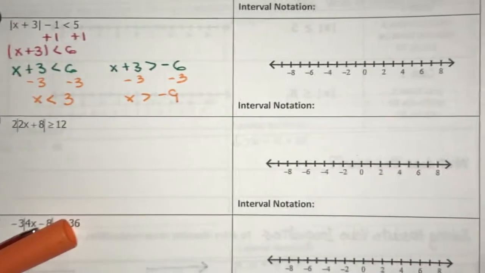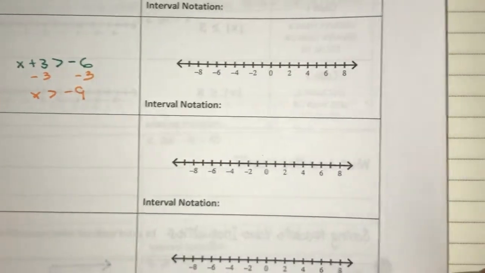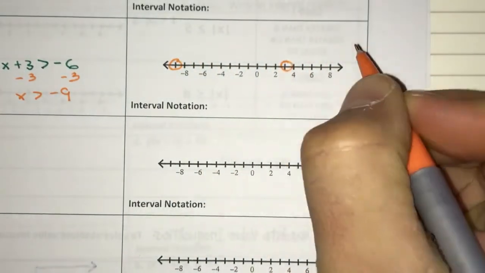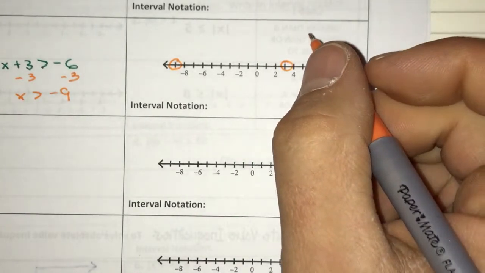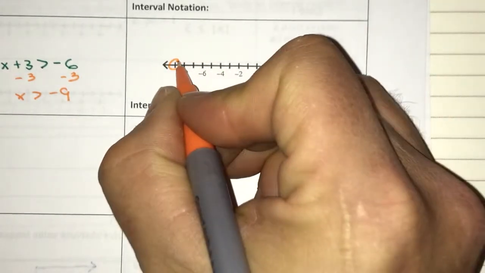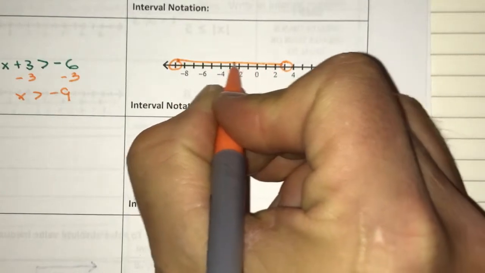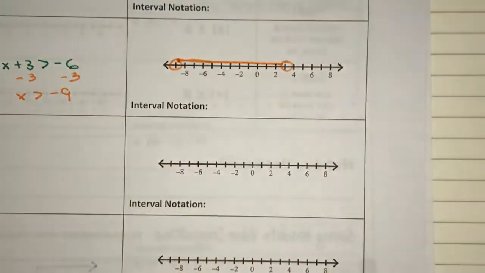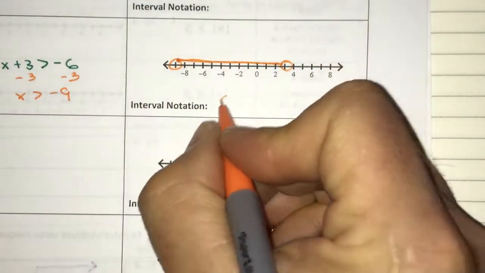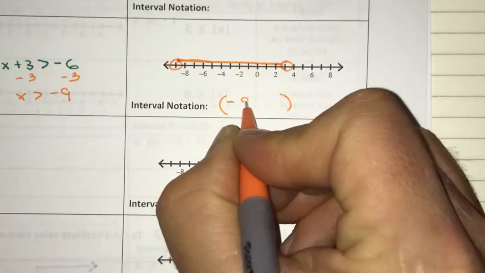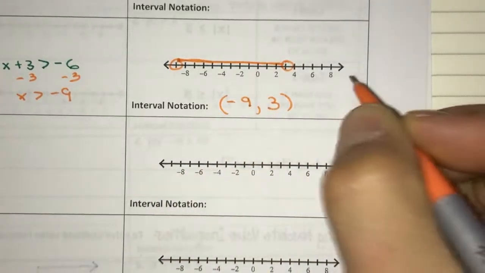So we have 3 and -9, open circles. And this one goes in between, right? So interval notation with parentheses, -9 and 3.